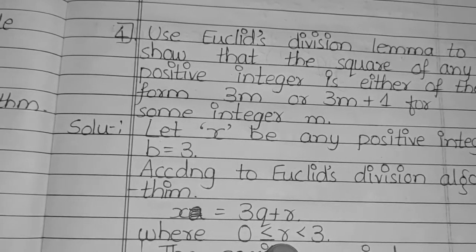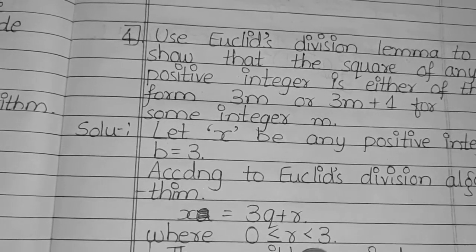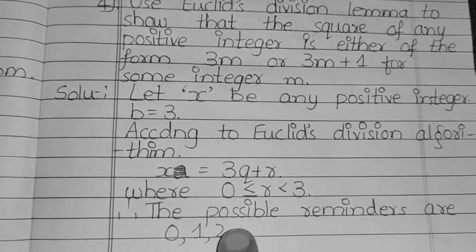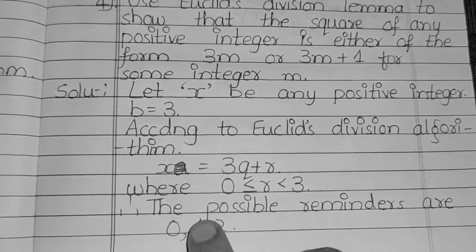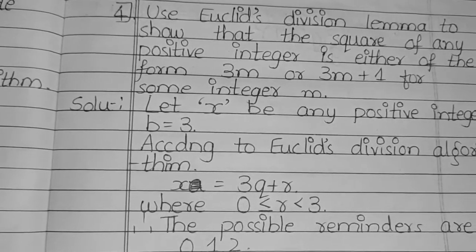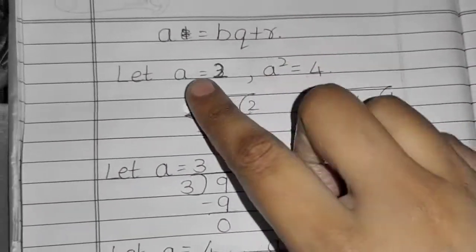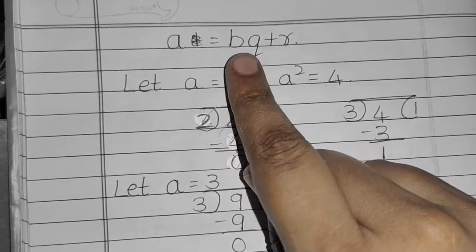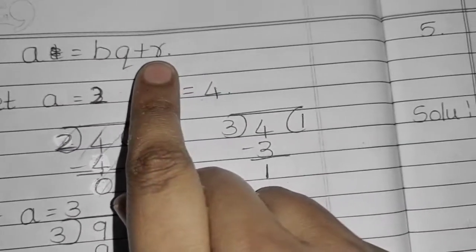So the r will be the highest power, and for r the 3 will be the highest power. The possible remainders of our 3 are, except 3, the remaining numbers you have to write down from 0. So the possible remainders for 3 are 0, 1 and 2. Now let us consider the formula: a is equal to bq plus r.